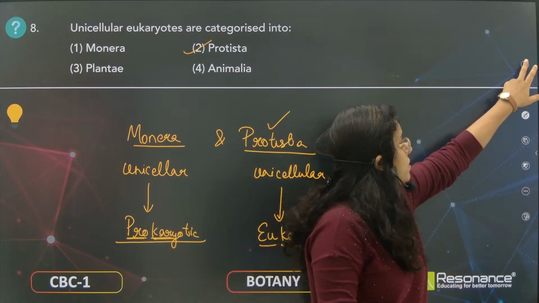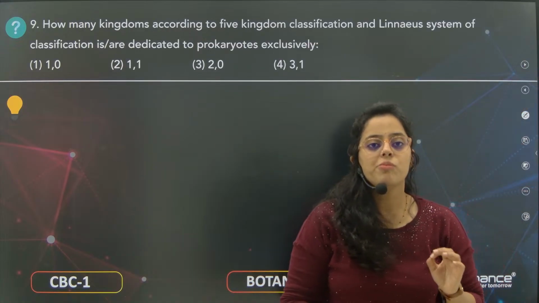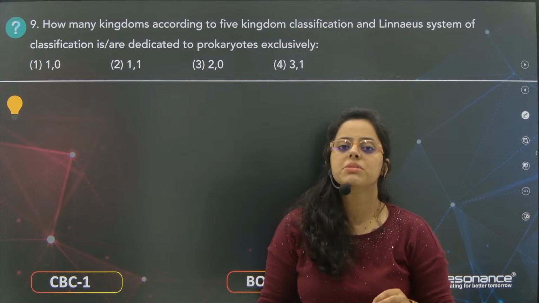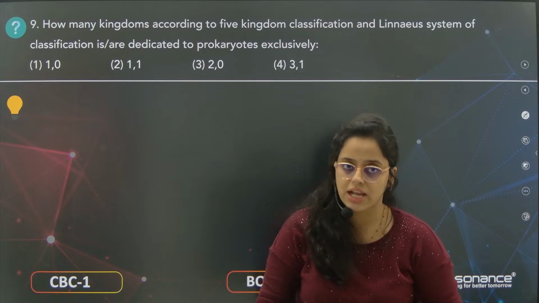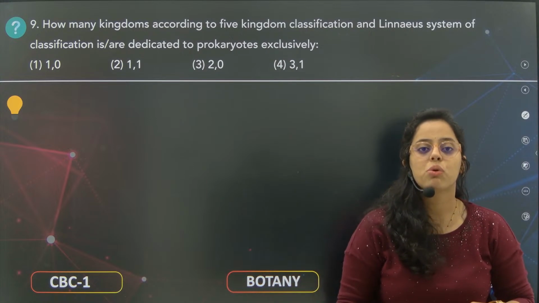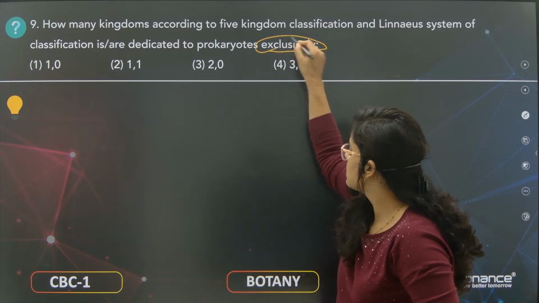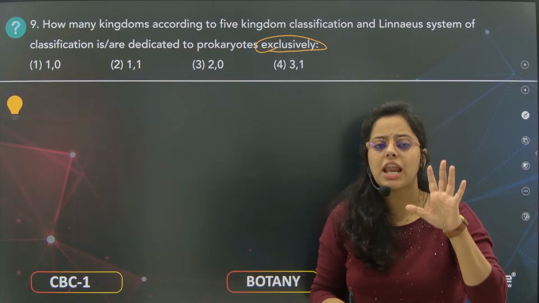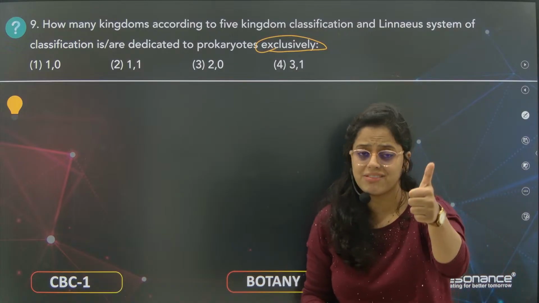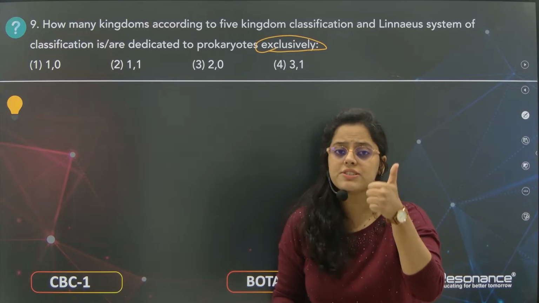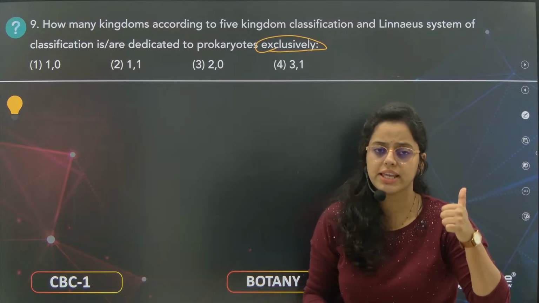Okay, now we are going to the next part. How many kingdoms, according to the 5-kingdom classification and Linnaeus system of classification, are dedicated to prokaryotes exclusively? Again the word exclusively, which means in 5-kingdom classification only 1, which means Monera. Monera is the only one which is prokaryotic exclusively.